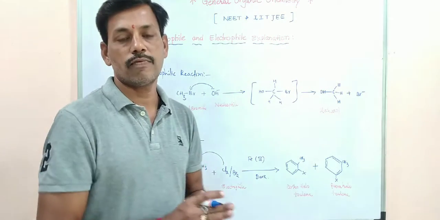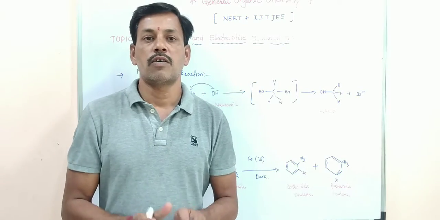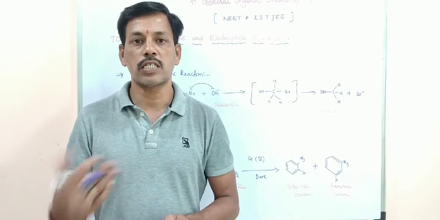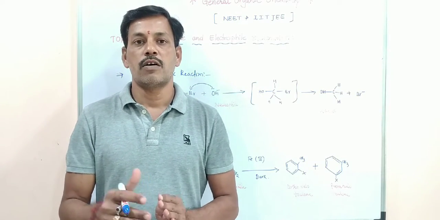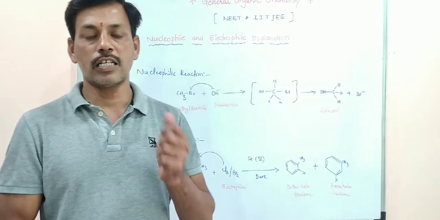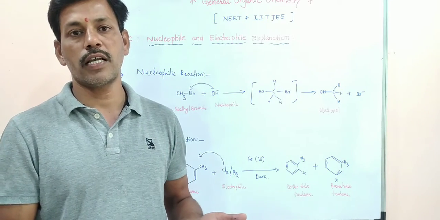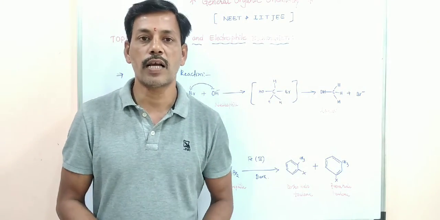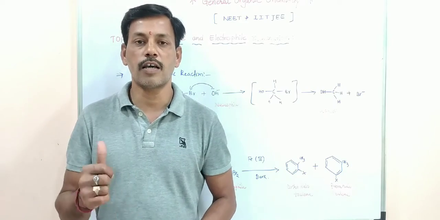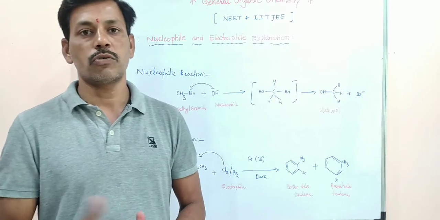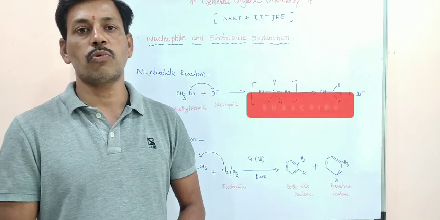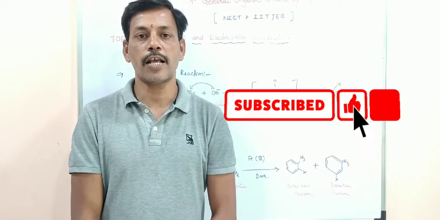So this type of reaction is called an electrophilic reaction. In this video we discussed what a nucleophile is and what an electrophile is. If the nucleophile initiates the reaction, it is called a nucleophilic reaction. If the electrophile initiates the reaction, it is called an electrophilic reaction. In the next video we will discuss more about these reactions. Thank you very much.